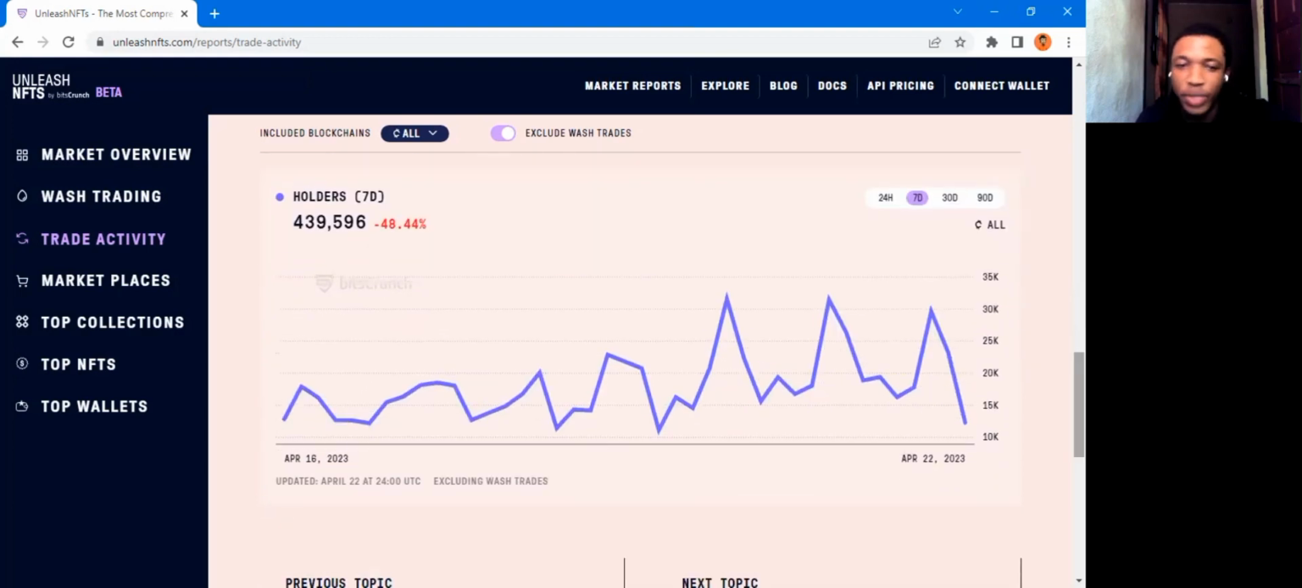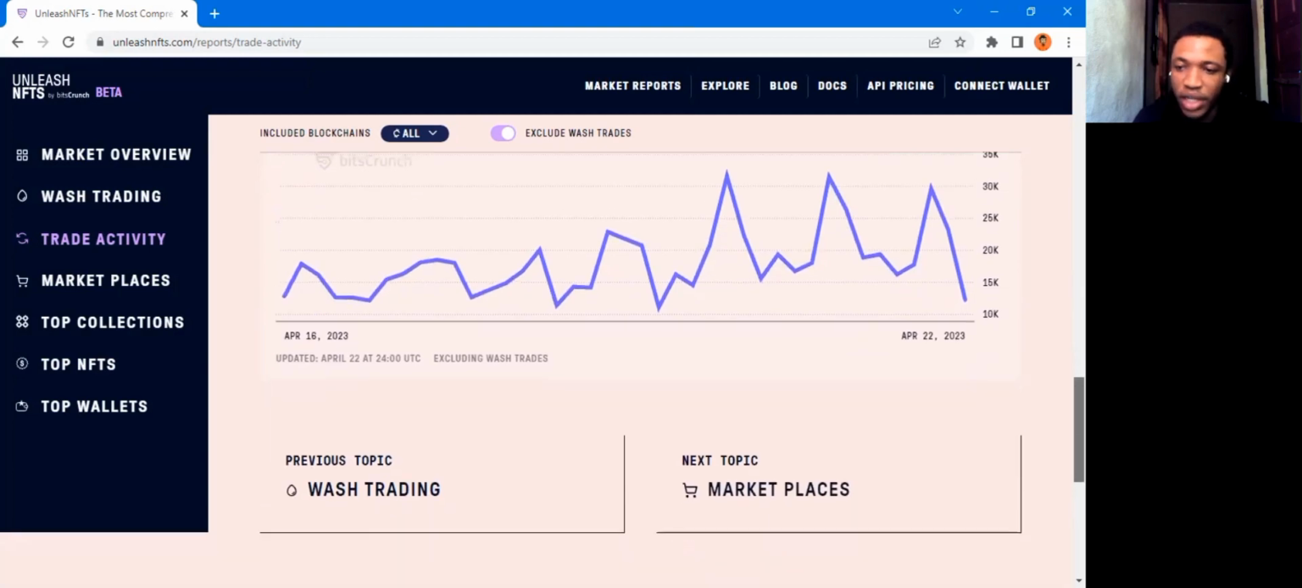Scrolling down again, we have the total number of unique holders. And in the last 7 days, we have had 439,596 holders of all collections, basically, of NFTs. This is the number of holders we've had in the last 7 days.